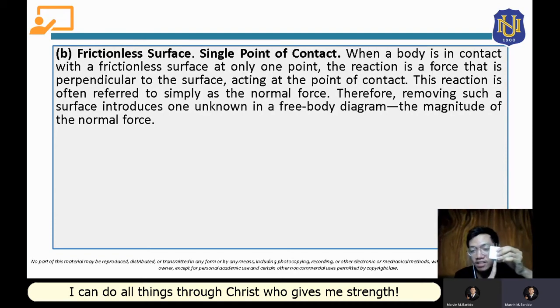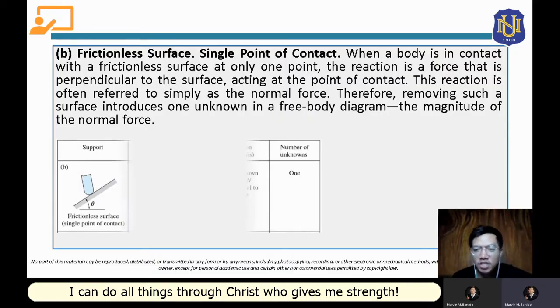This normal force is applied at the point of contact of this body to the surface, and it is applied perpendicular to the surface. So if this is the surface, that normal force should be perpendicular, or 90 degrees, from that surface. That will be the application of that normal force to this body. That reaction force is called the normal force.